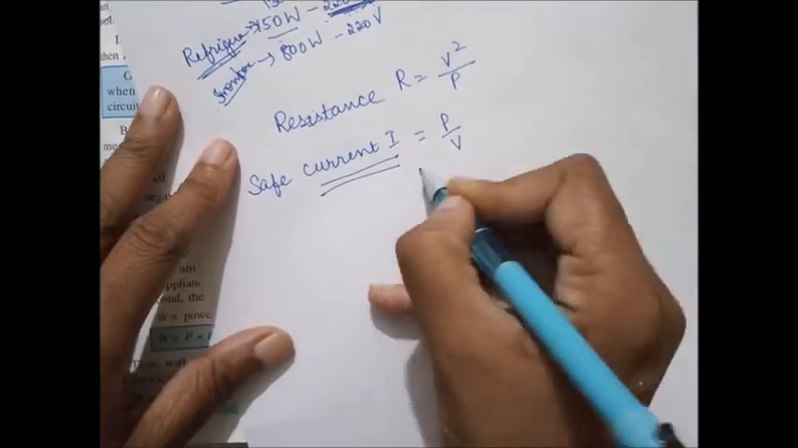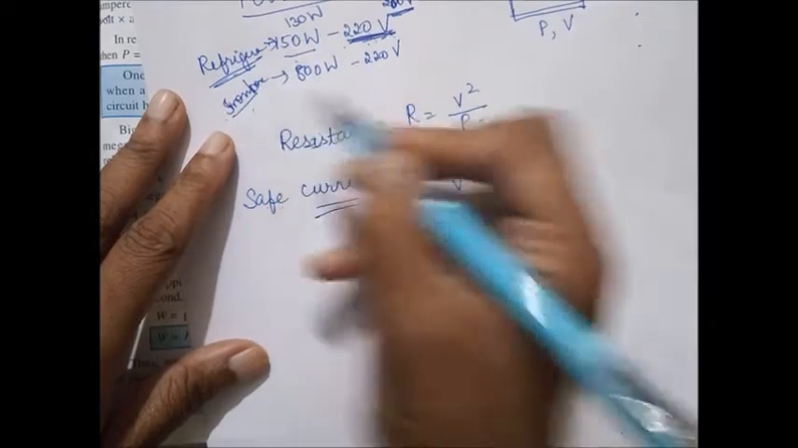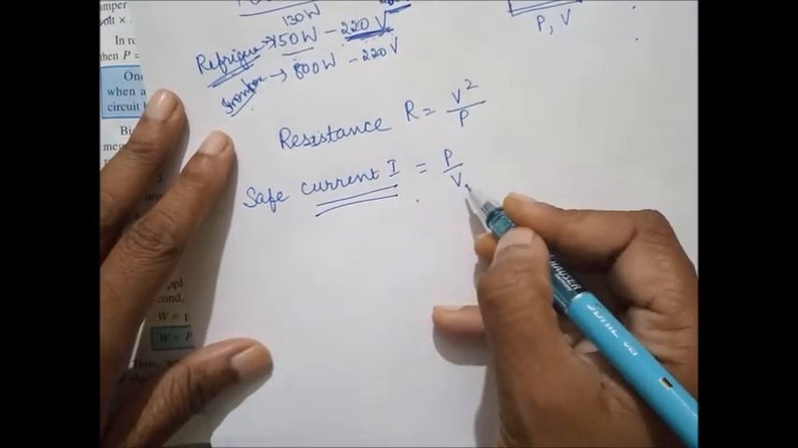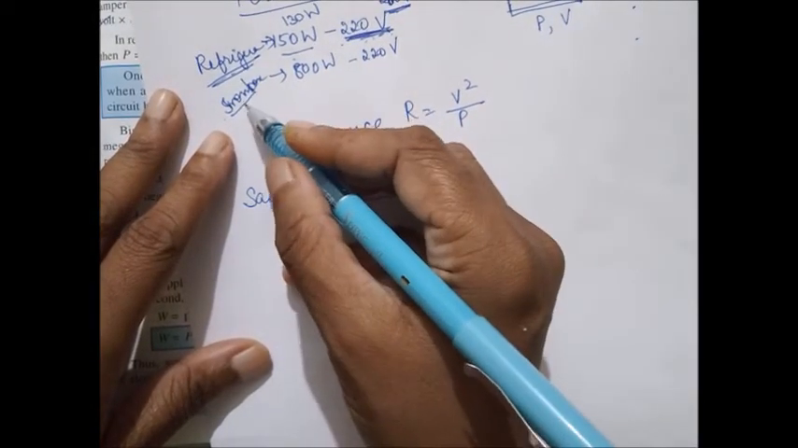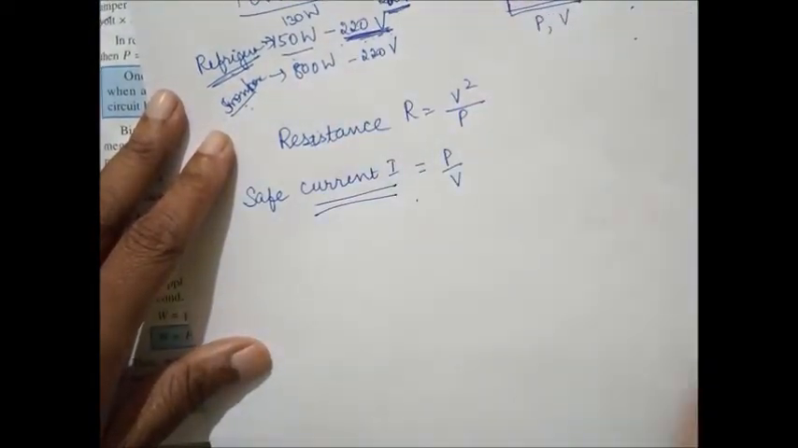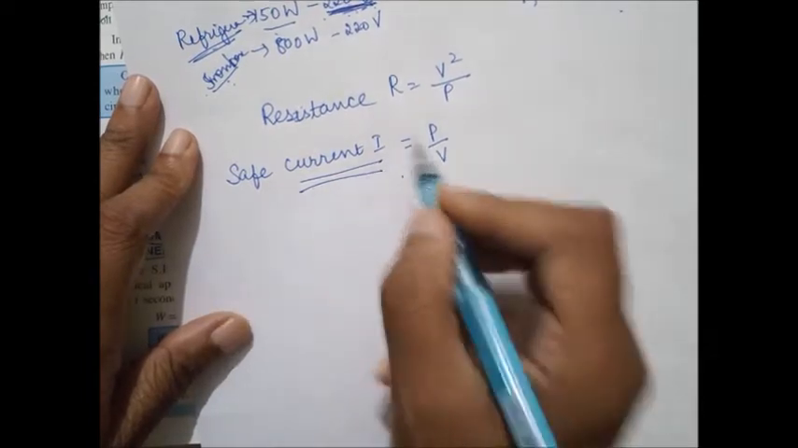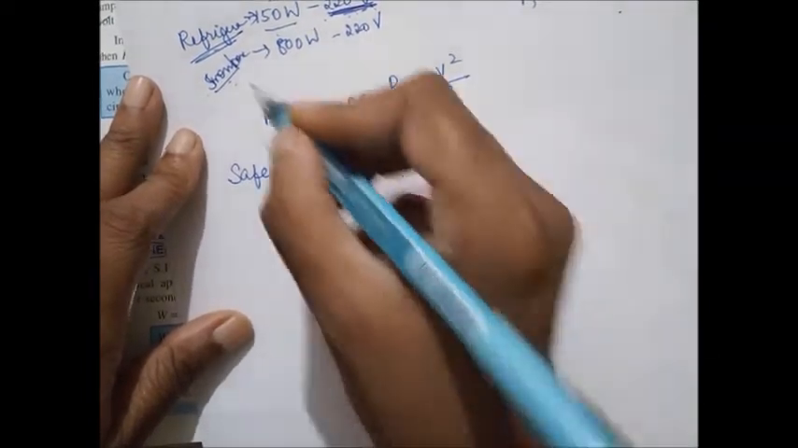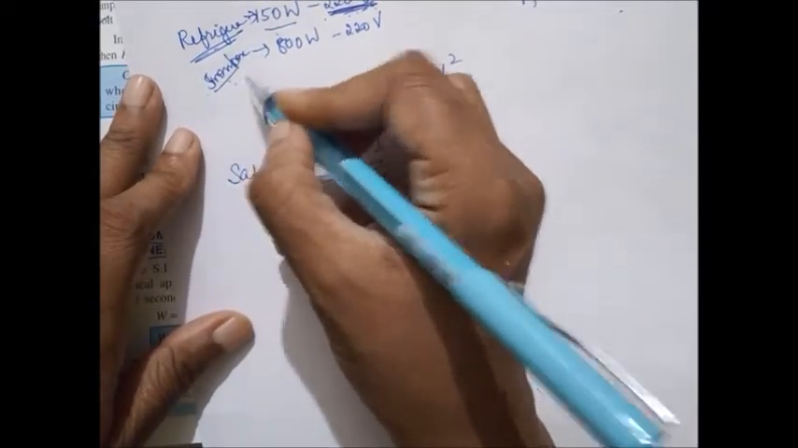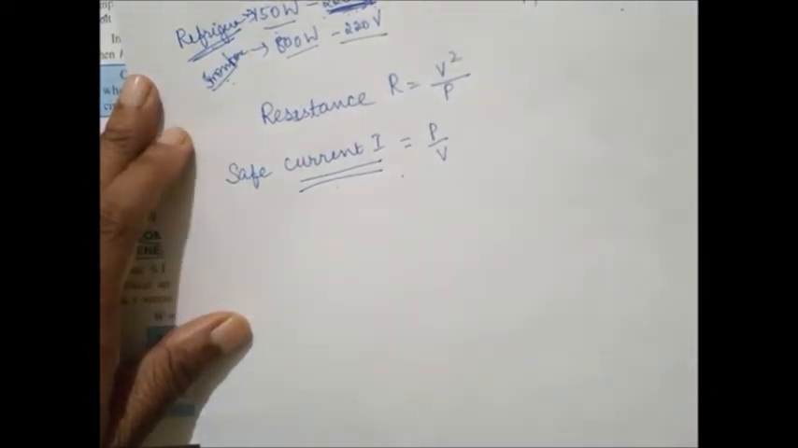Safe current means the maximum current that can flow through an appliance. If the current crosses this limit, then your appliance will get damaged. Your bulb will get fused and this can sometimes blast off. The filament will get melted. All that can happen. It's very, very important. Safe current calculation is very important: how much maximum current can flow in this particular appliance. For that, I use these two pieces of information and calculate.